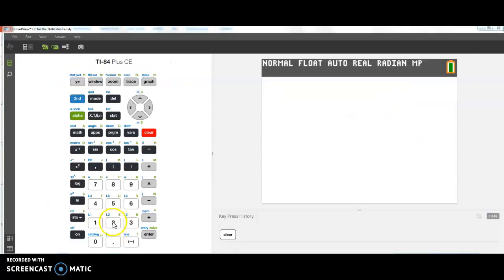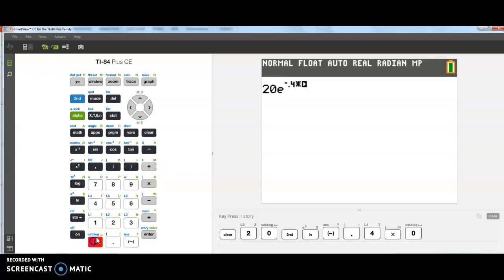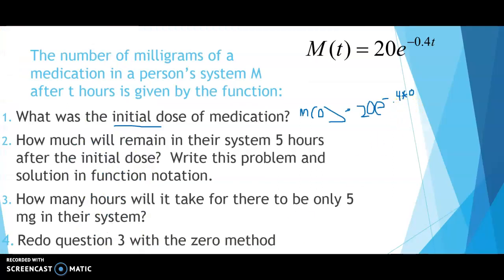So in my calculator, I start by typing 20. I use the keystrokes of the second and the ln button to get e to the. Depending on the model of your calculator, this is going to start with a parenthesis. Here I have the smaller font, and I type my exponent, which was a negative 0.4 times 0, and hit enter, and I get my answer of 20. So very straightforward, just typing with the e on the calculator. And so we get our value here, and our value here is indeed 20.